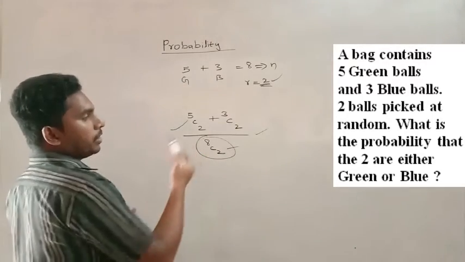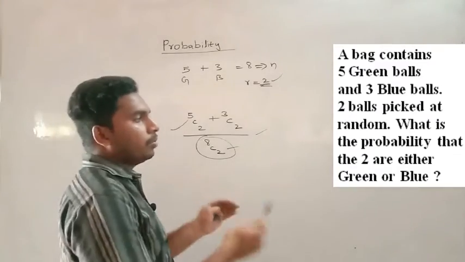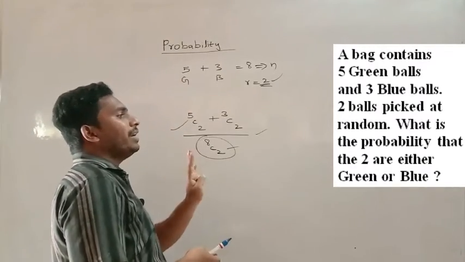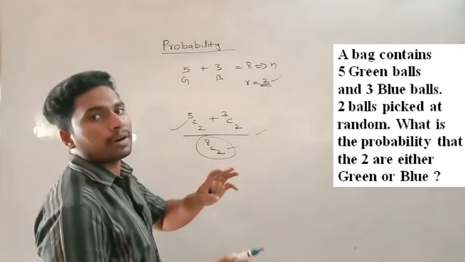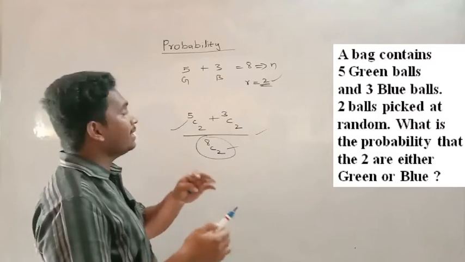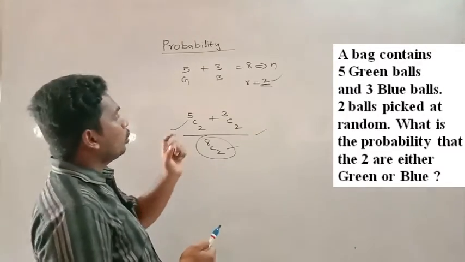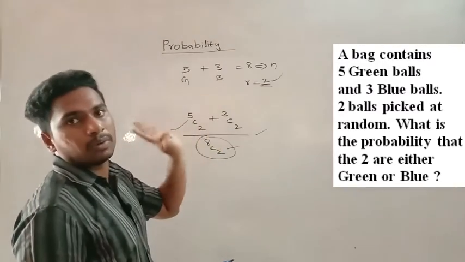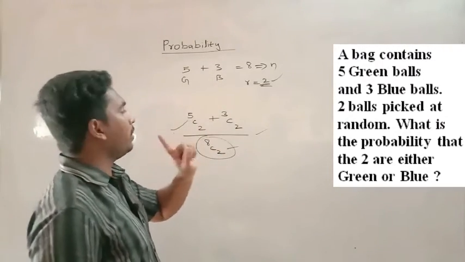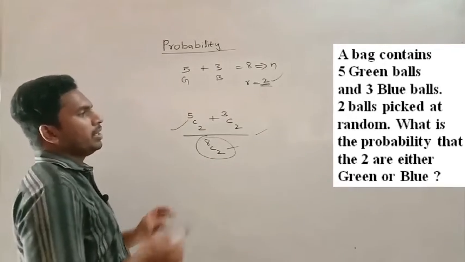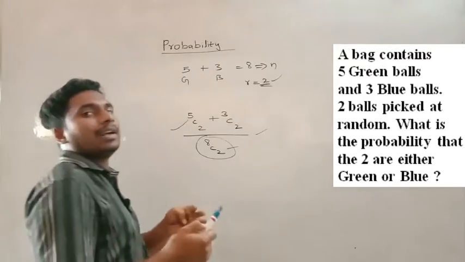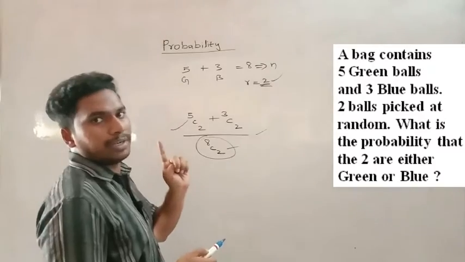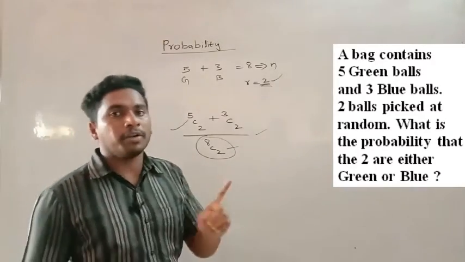Then how about the numerator? They are asking what is the probability that 2 are either green or blue, either/or. So it is the case where the 2 balls are green or the 2 balls are blue. "Or" came, right? So that's why we are using plus. Blindly, whenever "and" comes you have to use multiplication, and whenever there is "or" you have to add.